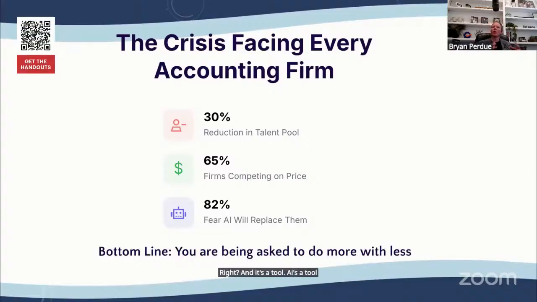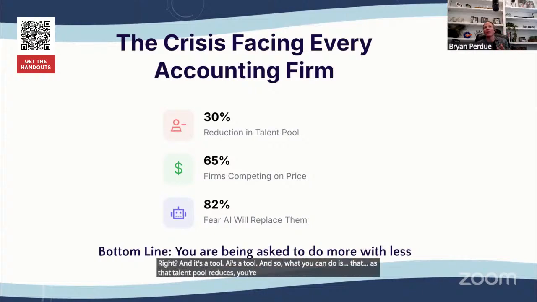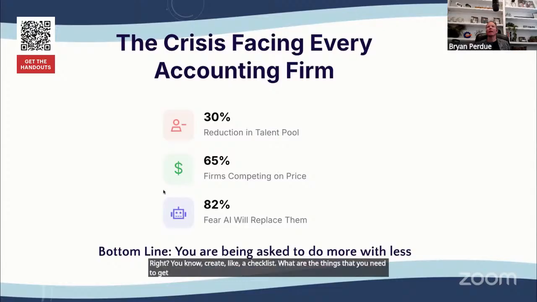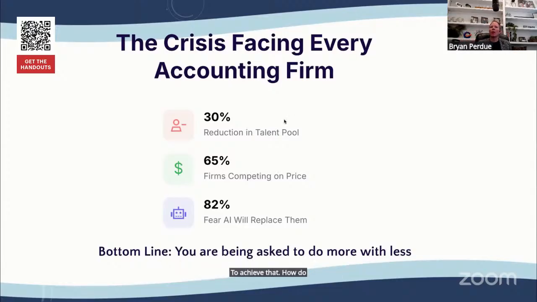And as that talent pool reduces, you're able to supplement it by having the right intentions. Create a checklist: what are the things that you need to get done for this client, and how can I use AI to achieve that? How do I help clients be more profitable? What do I normally hand off to that reduced staff, and how do I maximize that?